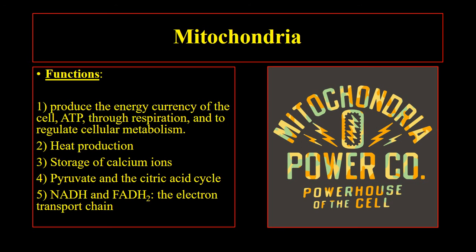We talked about this function on the previous slide. So the main function, we said, is the production of energy, heat production, storage of calcium ions, and the pyruvate and citric acid cycle, which occur in the matrix of the mitochondria. And we talked about the electron transport chain.